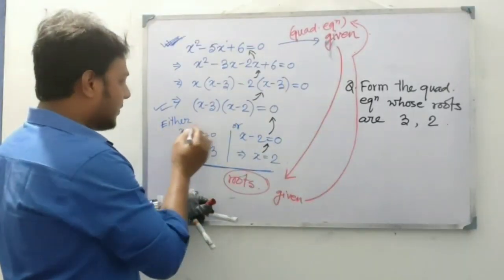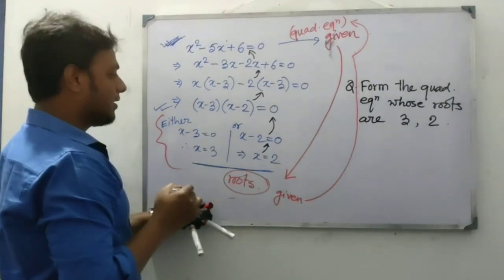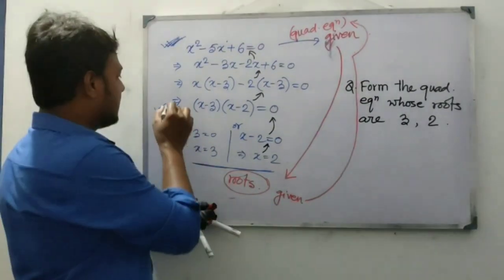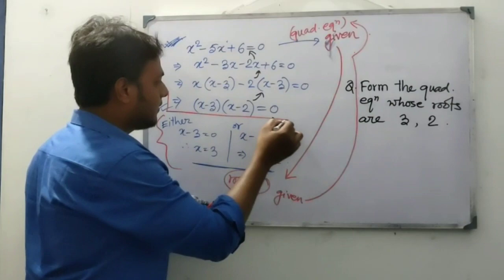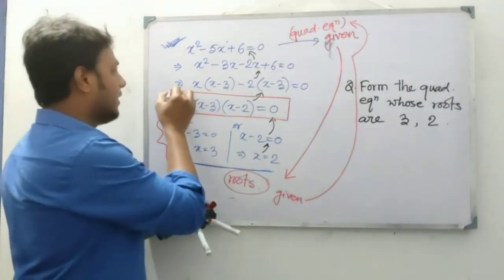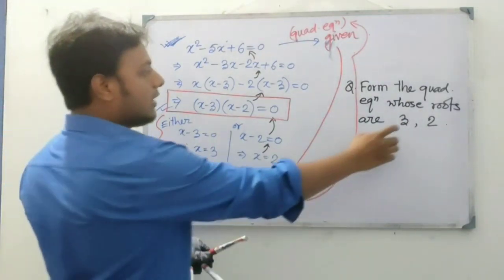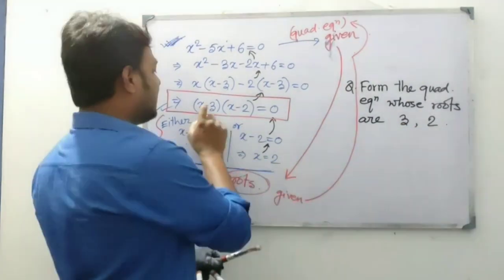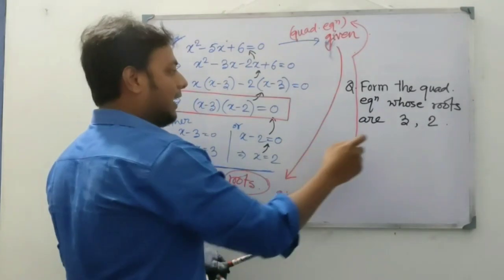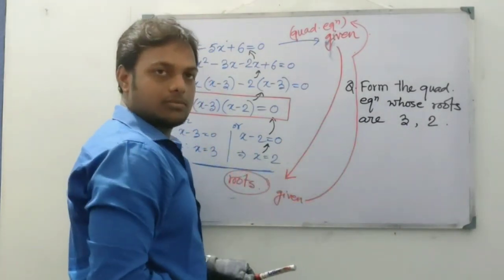Okay, we'll skip this part. Otherwise, the problem will be very large. Directly, we will write this line. You can write this line, and you can guess about this line. Since roots are 3 and 2, this line should be x minus 3 and x minus 2.